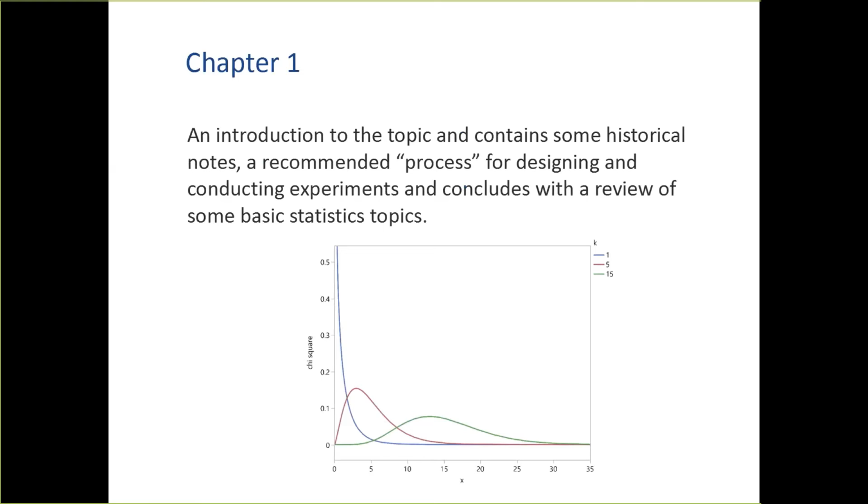I think what we want to do is to now kind of walk through each chapter briefly to give you an idea about the content. Chapter 1 is an introduction to the general idea of experimental design. It gives you some historical perspective, and it also introduces you to a lot of the terminology that's going to be used later on in the book. We also have a recommended 7-step process for designing and conducting experiments, which I think is really quite important to success.